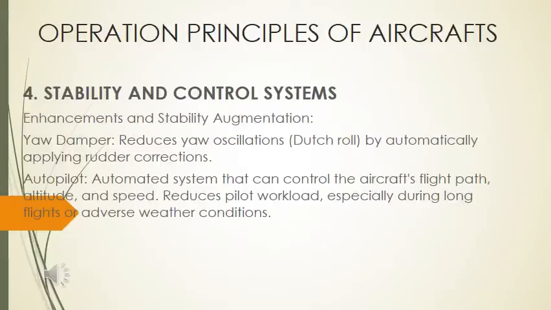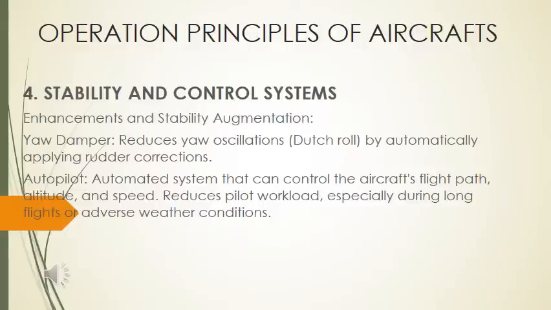Next, I have enhancements and stability augmentation. That is, what we use to augment the stability of an aircraft: the yaw damper and the autopilot. First, the yaw damper. The yaw damper reduces yaw oscillations, known as Dutch roll, by automatically applying rudder corrections. It's not everything that the pilots may be doing; the workload would be too much. That's why we have enhancements and stability augmentations.